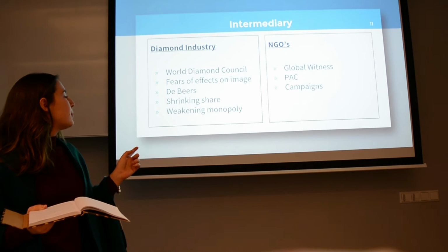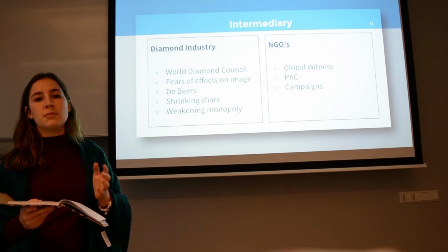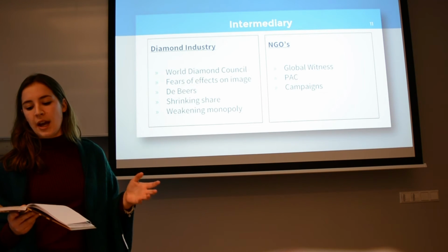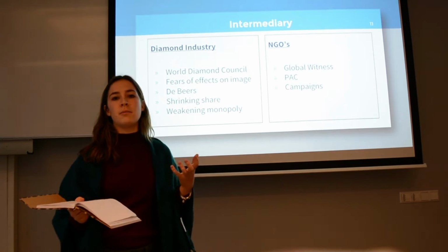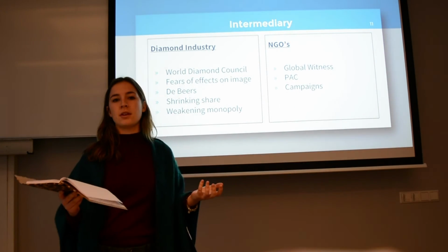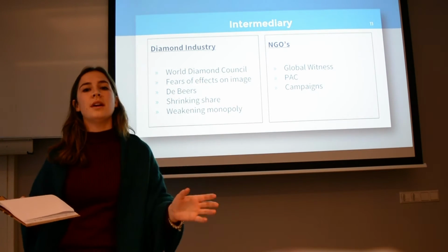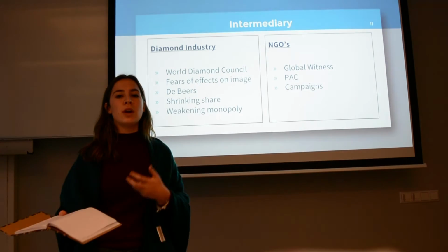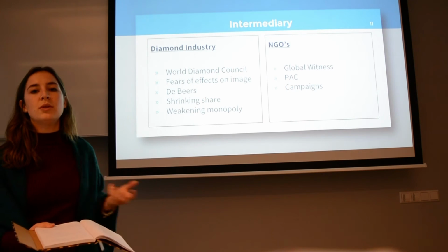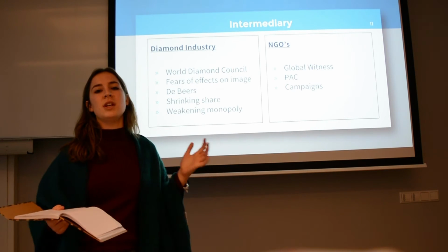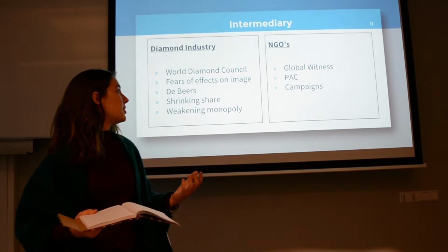But De Beers was the most important corporation back then because it had the monopoly on diamonds. And De Beers also feared that they would lose their monopoly power because a lot of those rebels pushed raw diamonds on the market, and therefore they lost their share. So both the rest of the diamond industry and De Beers wanted to join this negotiation and orchestration model because they wanted to do it for themselves.